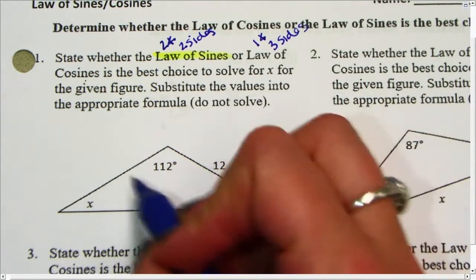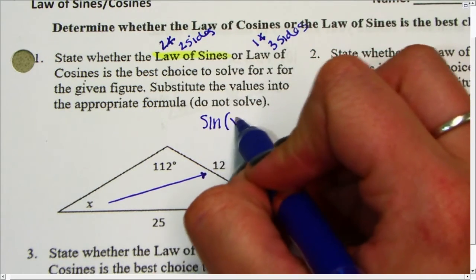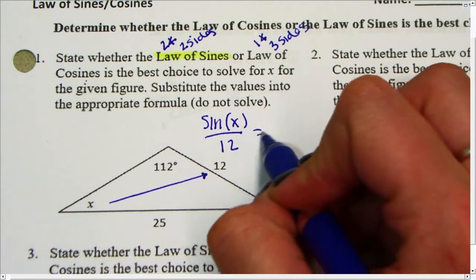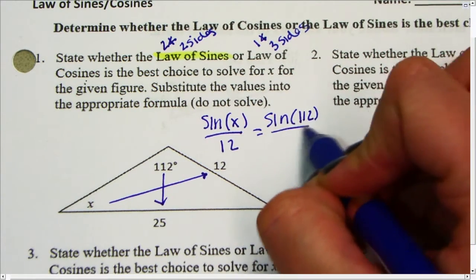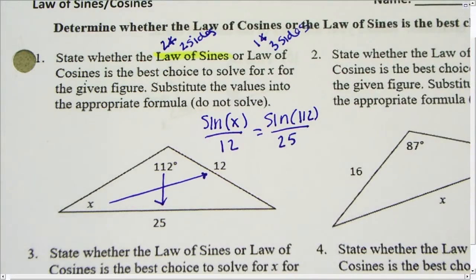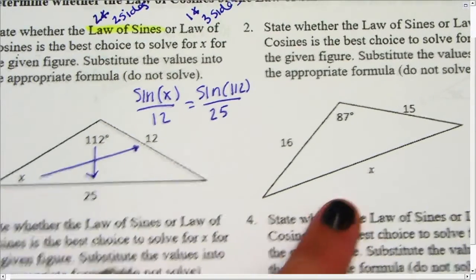To set it up, it's angle to opposite side, so sine of x over 12 equals sine of 112 over 25. No solving necessary.